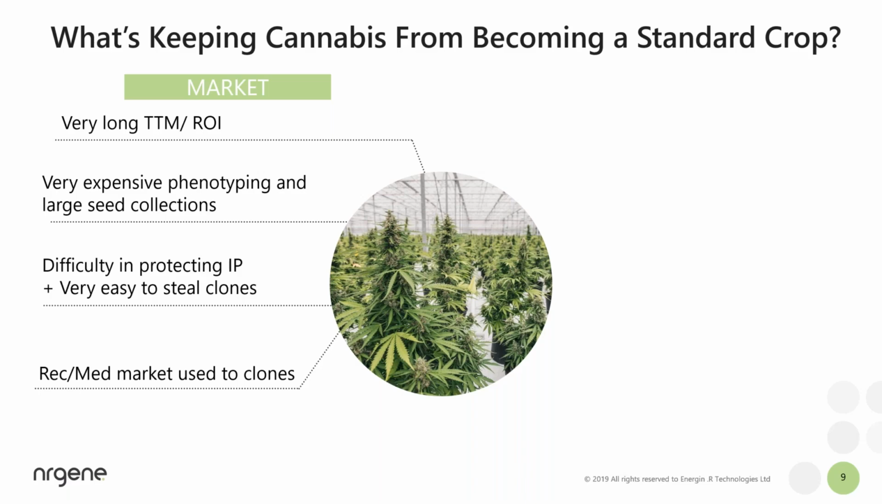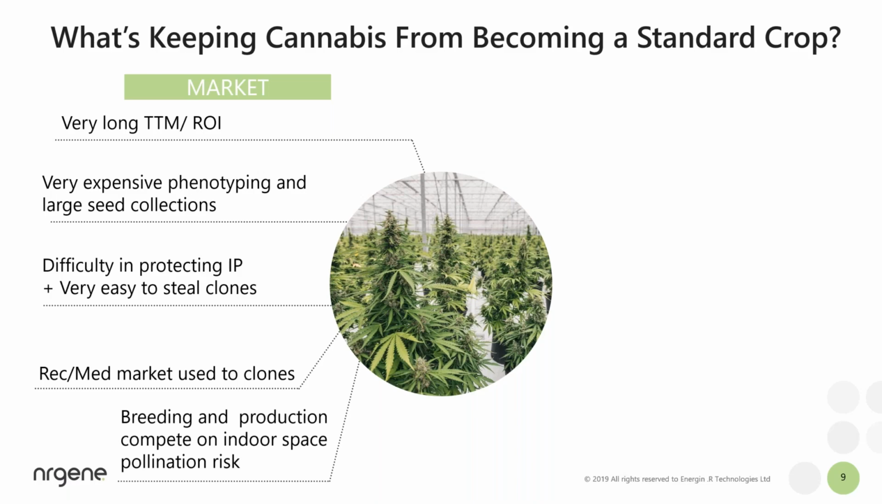Also, the recreational or the medical market are used to working with clones. So if we're trying to move towards seed production, this will require infrastructure or different handling techniques towards cannabis. And then one of the other major constraints is that breeding and production compete on indoor space, and you cannot have breeding and production in the same area, mostly for the risk of pollination and licensing issues.